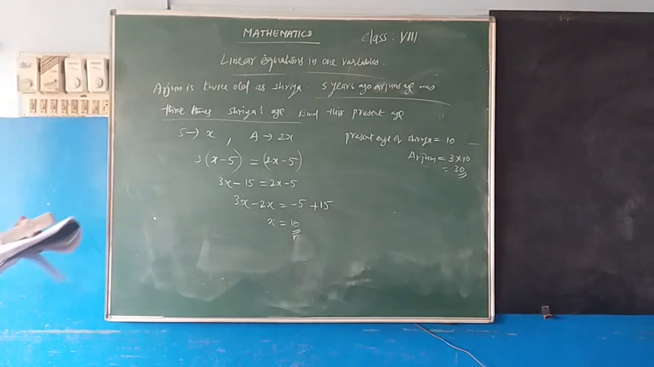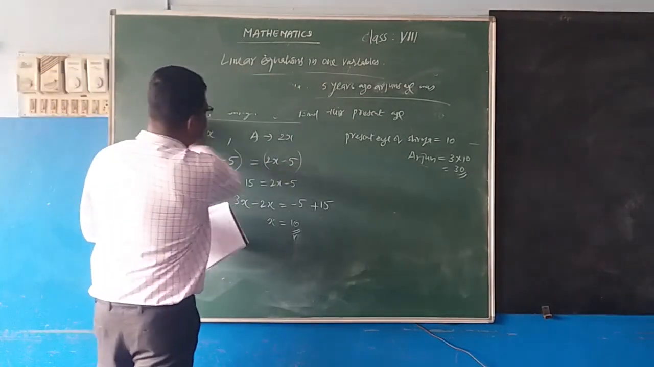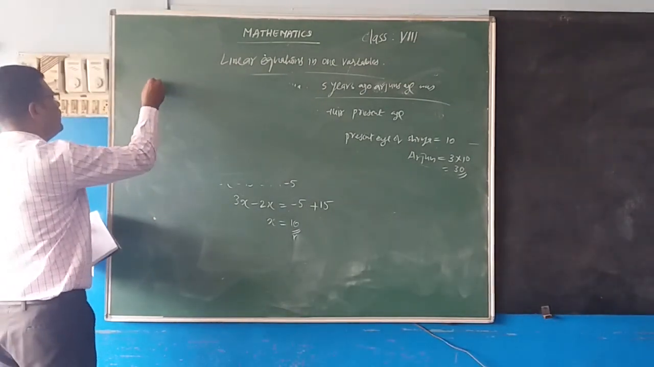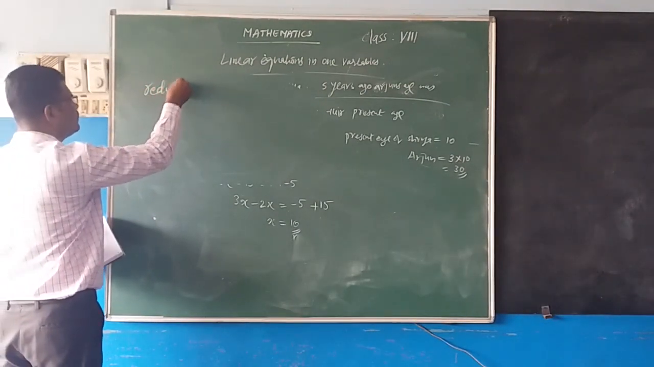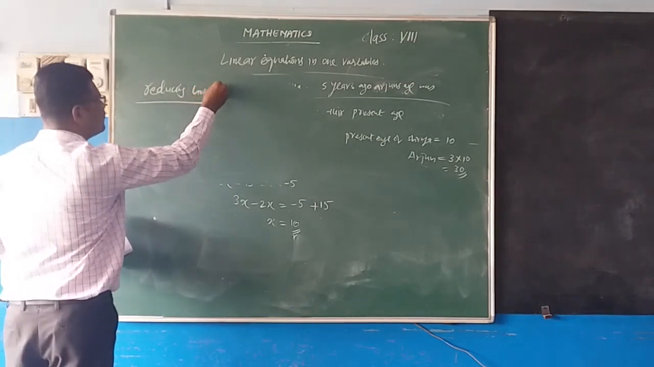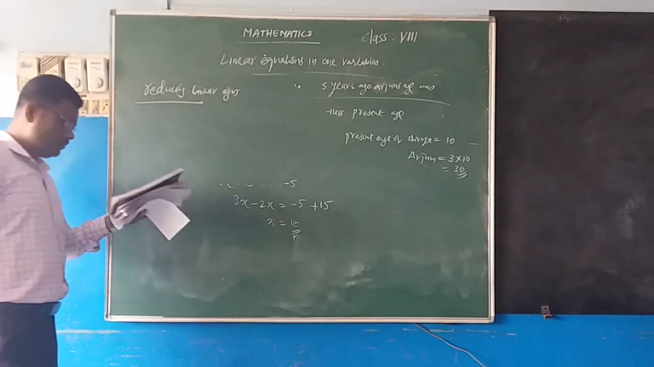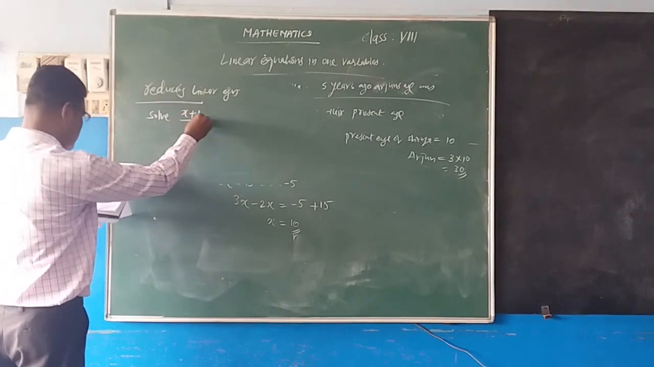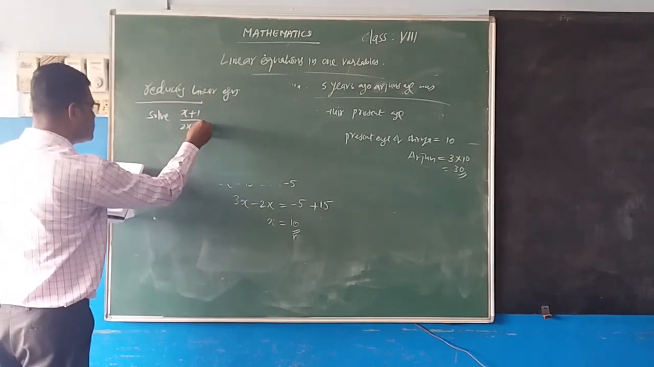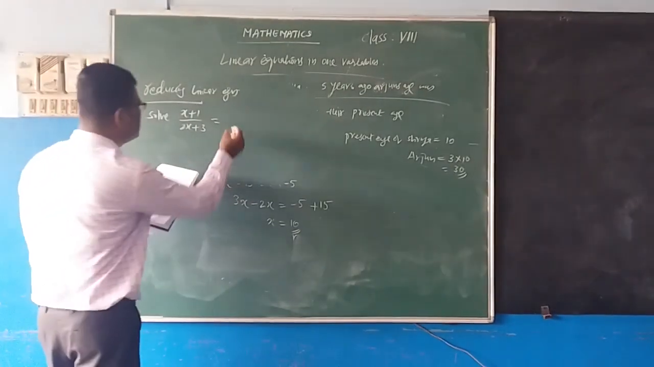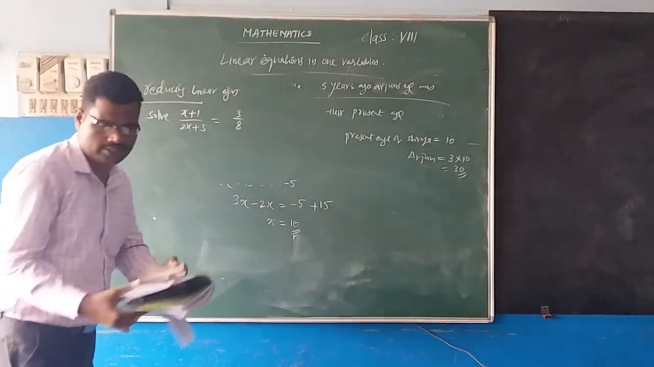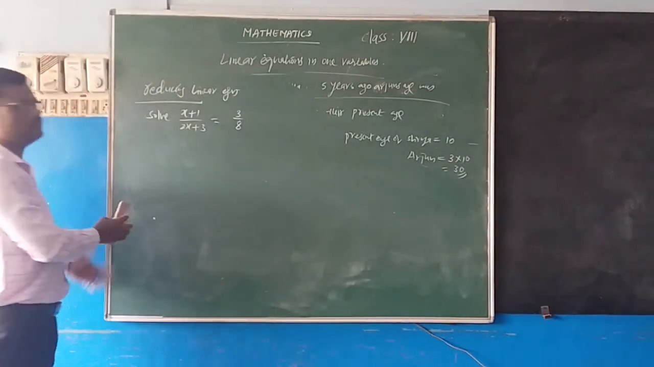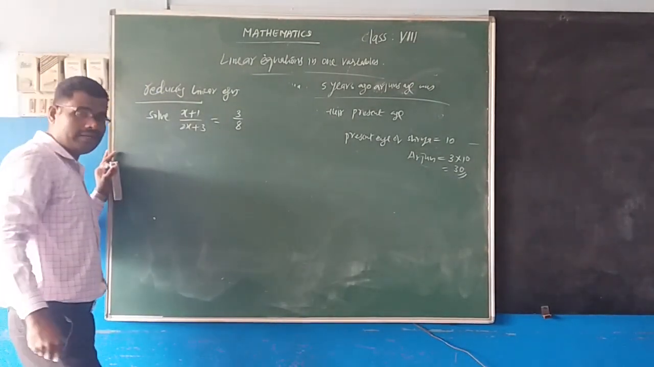Okay, this is the question. The last one is reducing to linear equations. Some equations will be given which we reduce to the form of linear equations. For example, solve x plus 1 divided by 2x plus 3 is equal to 3 by 8. We need to solve this one. How to solve? Looks difficult, isn't it?